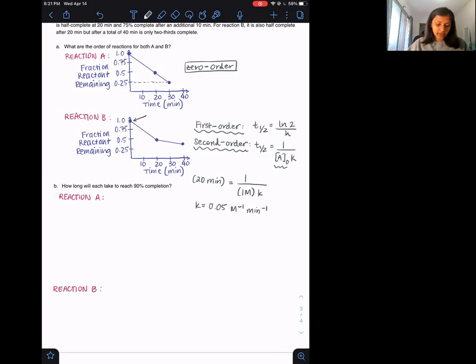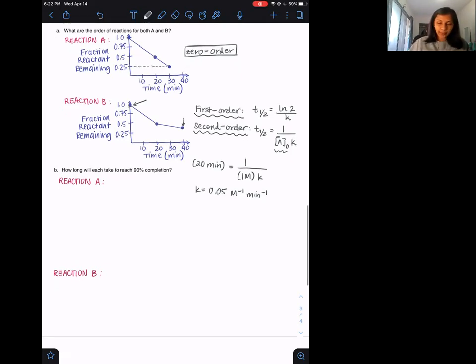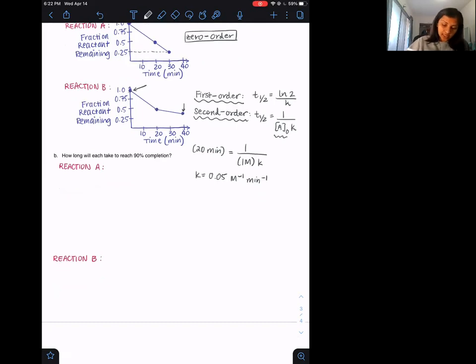So now that we have K for reaction B, we can plug K in to the rate equation that we would expect for a second order reaction. And we can determine what is the expected concentration at T equals 40 that we would expect. And does this concentration match up with what we observe at time 40, or at 40 minutes?